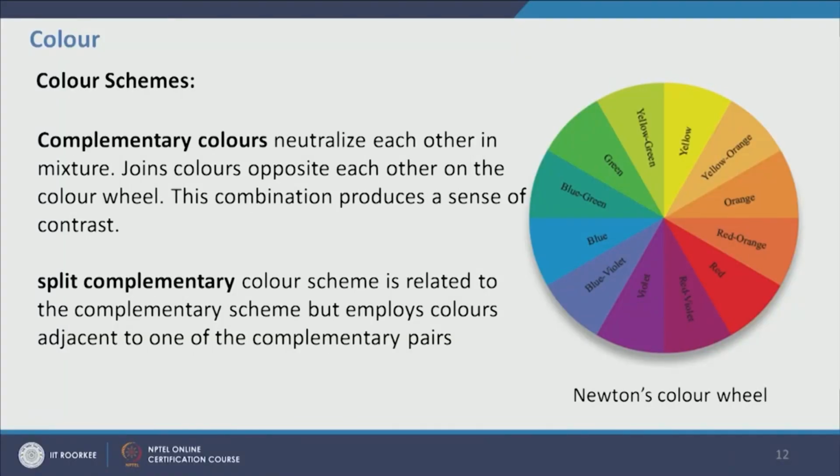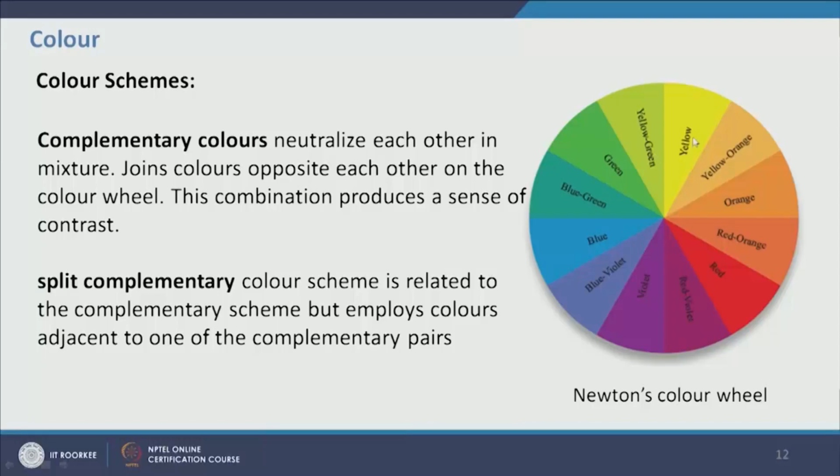So another example, another color scheme, is the split complementary color scheme, which is not as striking as the complementary color scheme but is associated with it. The split complementary color scheme means that for the opposite side of the color wheel, the color will be taken, but just the adjacent colors, not the opposite color itself.